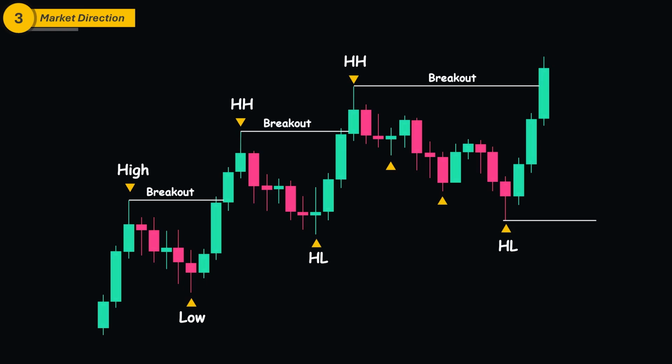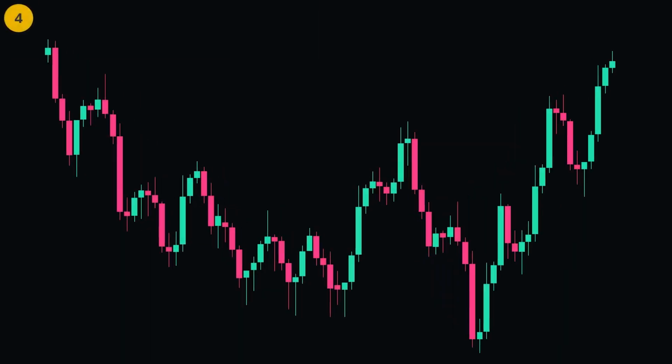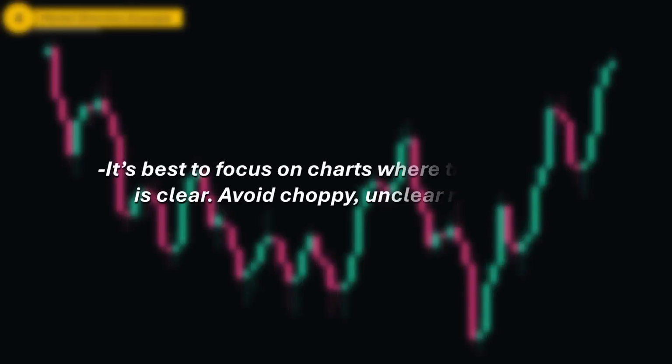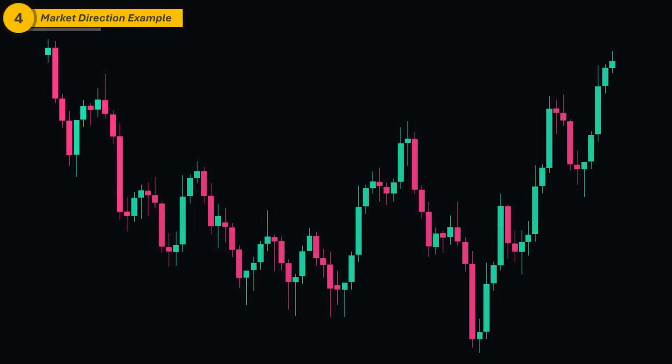Let's look at a bearish price action example to apply this method and clear up any doubts. So here we have a bearish market structure. At first look, it might seem choppy with no clear direction. But we're going to apply our method and find out what the market is really doing as price action forms. Also, keep this in mind. If you're trading a trend continuation setup, it's best to focus on charts where the direction is clear. Avoid choppy, unclear markets.